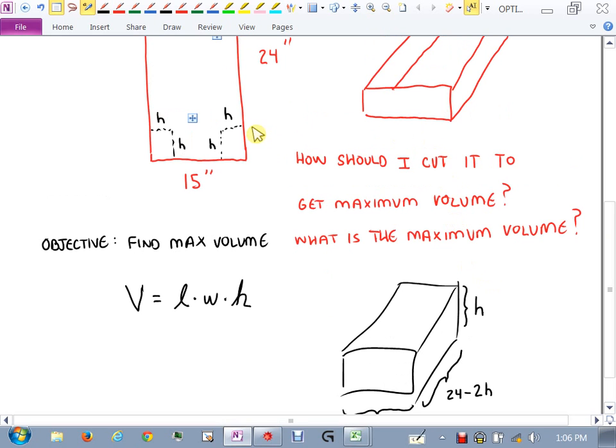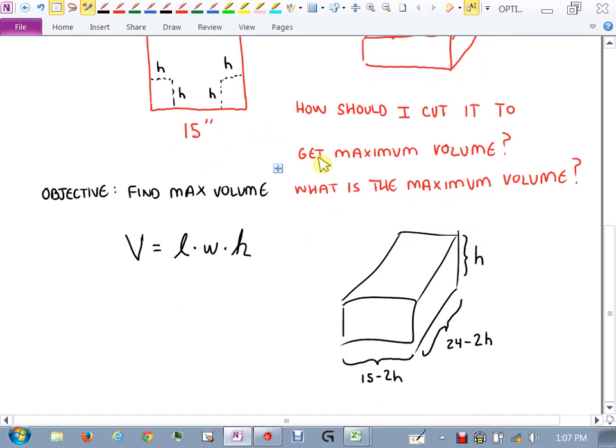Because when you fold up the edges, the height of this box is now however long this cut was. Make sense? So now the volume is what? Volume is length. We'll say the 24 minus 2h is the length, times the width, which was 15 minus 2h, times the height, which is just h.